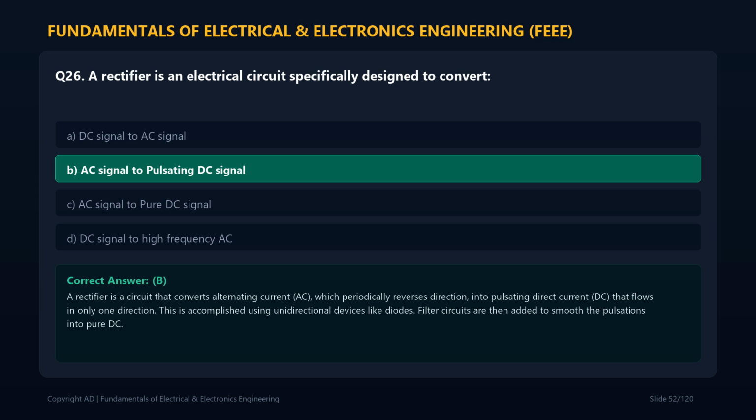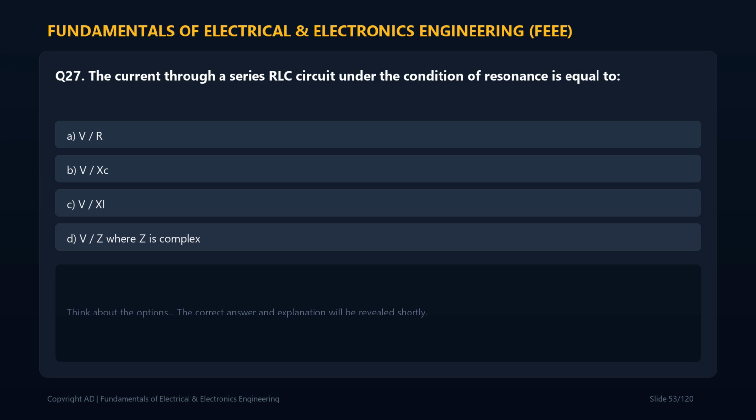A rectifier uses diodes to convert bidirectional AC current into a unidirectional, pulsating DC current, which is later smoothed using filters.